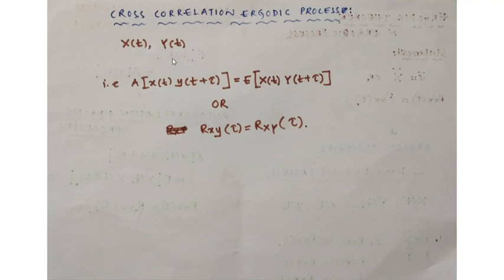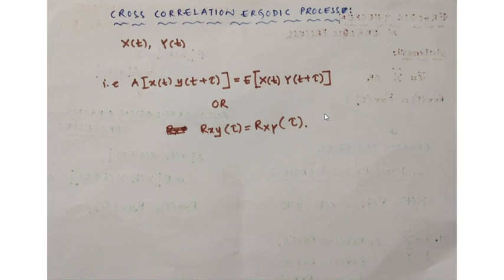X(t) and Y(t) are the two random processes in which we have chosen the sample functions small x(t) and small y(t plus tau). So the mean of the product of those two sample functions we will be calculating. That will equal the statistical mean of those two random processes, that is E of X(t) into Y(t plus tau). This is nothing but the cross correlation ergodic function.